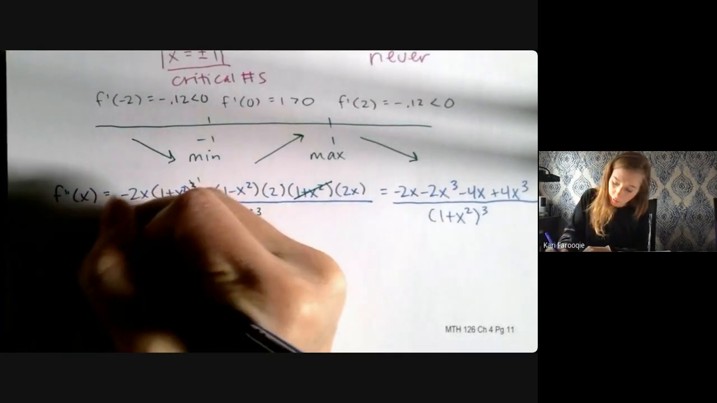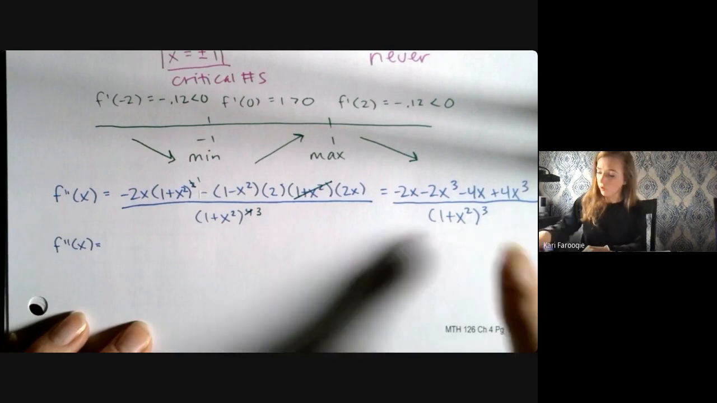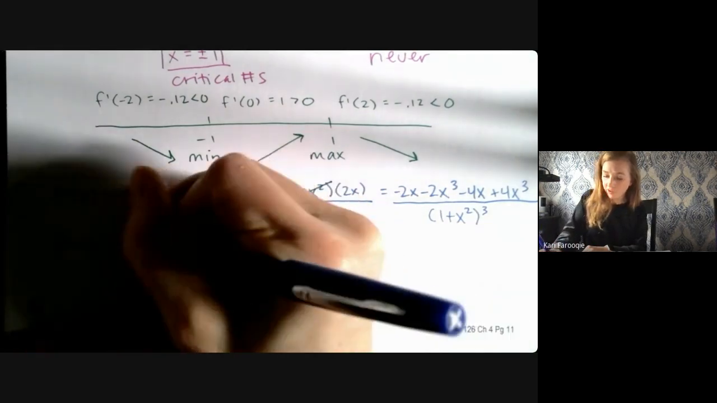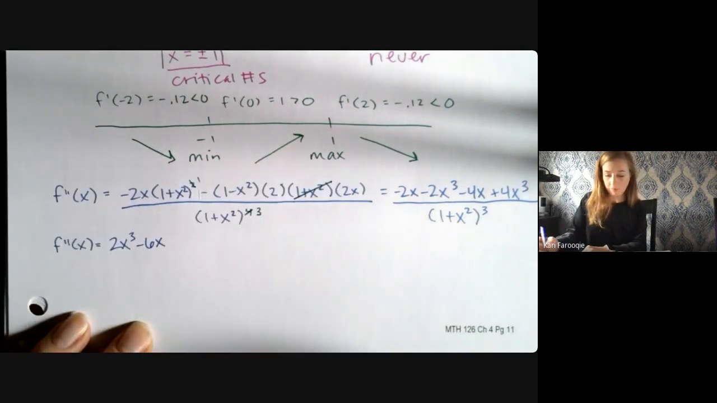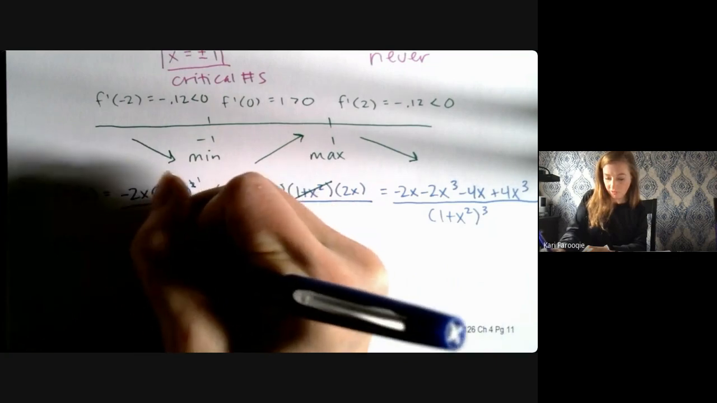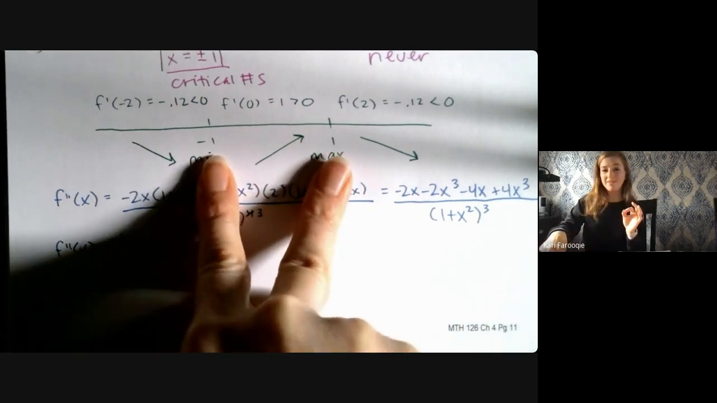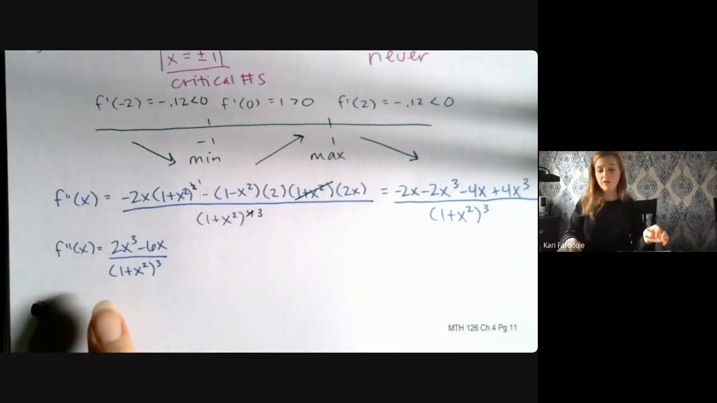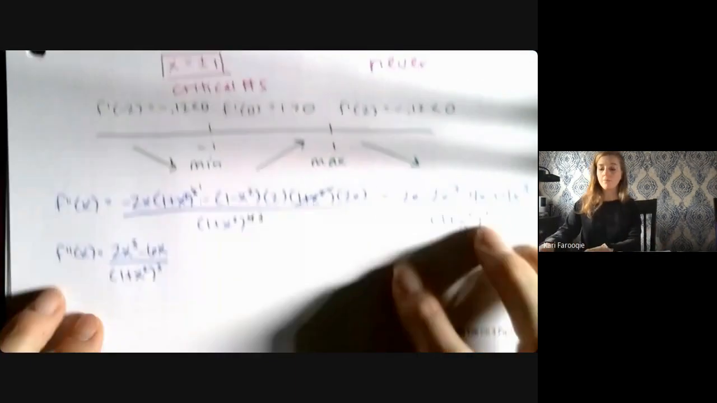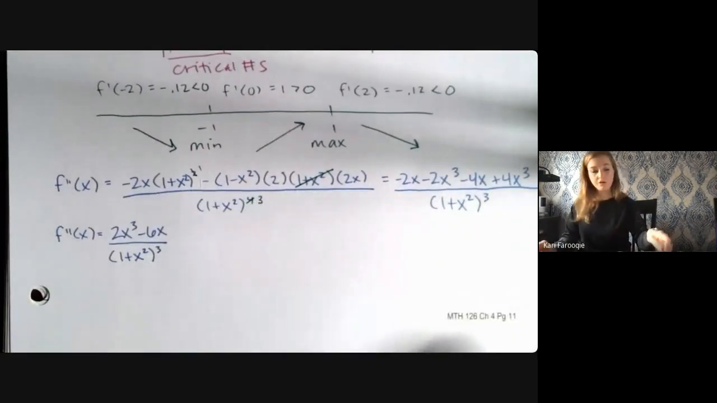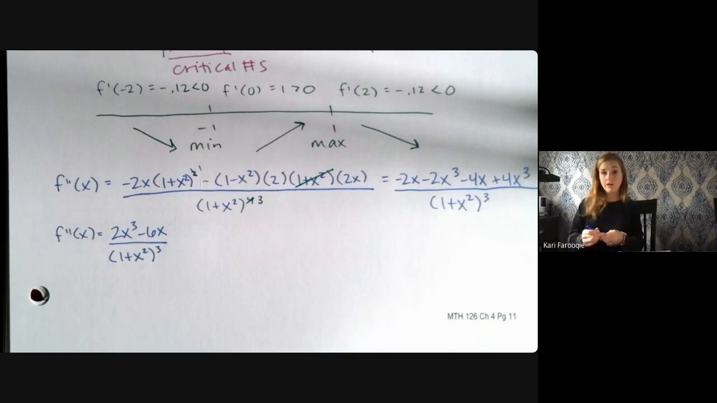So we have f double prime of x equals positive 2x cubed minus 6x, divided by 1 plus x squared, quantity cubed. So what you're going to do to use the second derivative test is you're going to find these same conclusions, we hope, by evaluating the second derivative at the critical numbers, which we found right here. So you're still using the critical numbers. You're just not doing sign analysis on them. You're actually just evaluating the second derivative at those values.